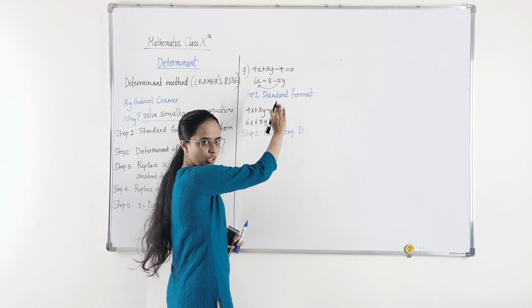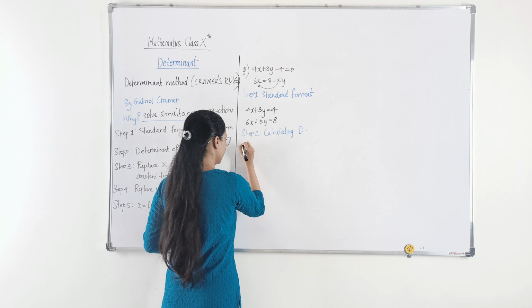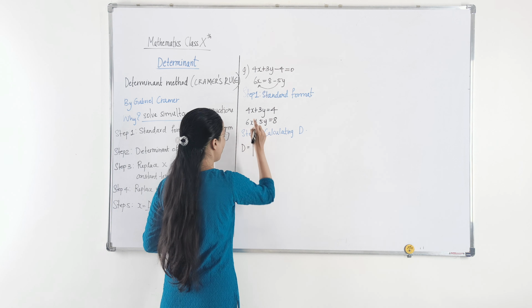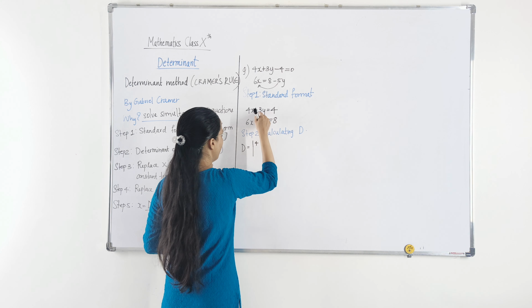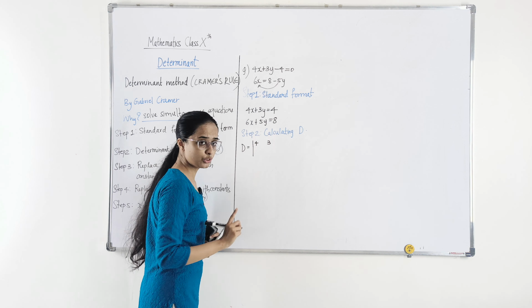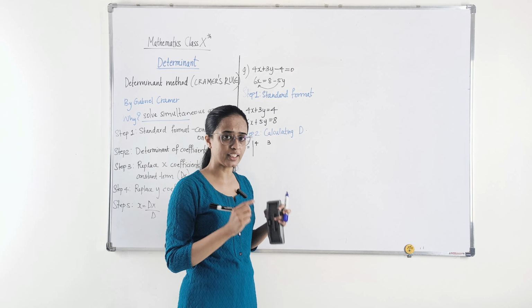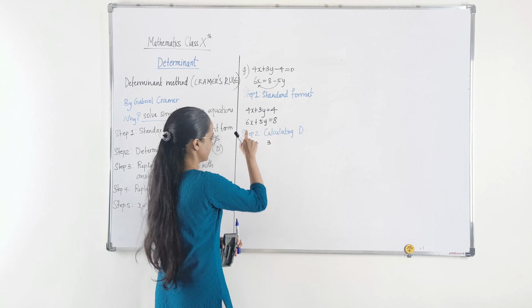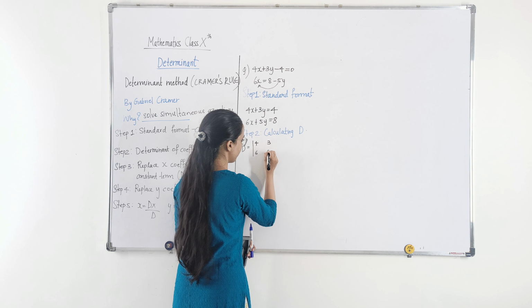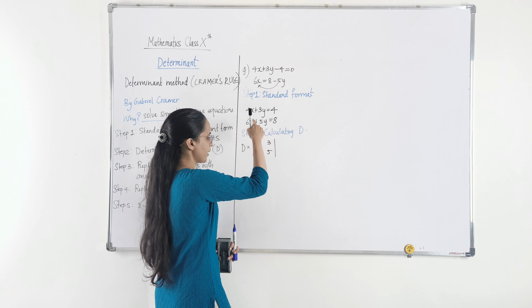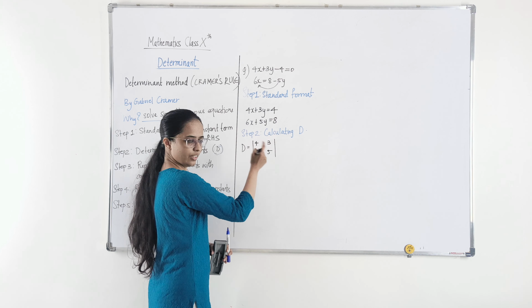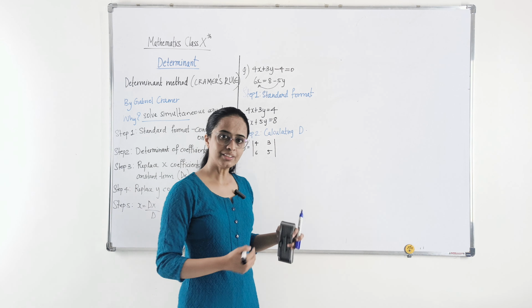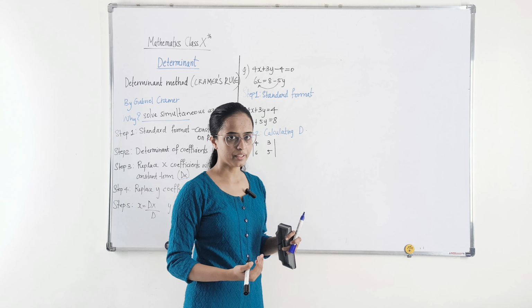So just ignore the constant terms and write D equals mod of 4, 3, 6, 5. You also have to check the signs. Here, since the signs of every coefficient are positive, I won't be writing the plus sign. You have to write it in the similar arrangement, x, y, x and y. Now once you have written this, you have to also calculate the determinant's value.